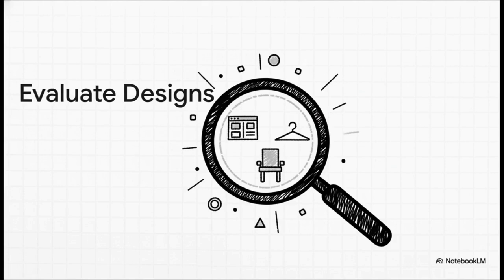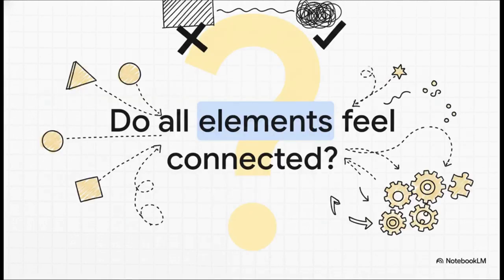Next time you go out, pay attention to the interior of a local cafe, or maybe a new Bollywood movie poster, or a clothing collection in a store window. Look past what the object is and start actively looking at how it was built. I want you to ask yourself this exact question. Do all the elements actually feel connected? Is there a common visual language happening? And conversely, does anything feel completely out of place?